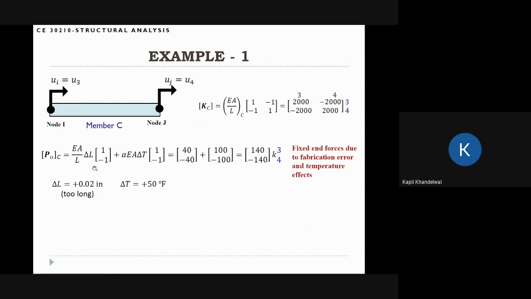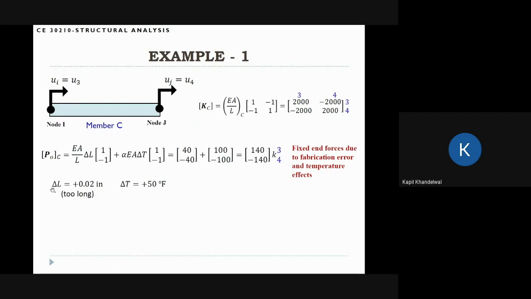Finally, the P0 vector for this element is the contribution of fabrication error and temperature effects. Remember, for this element, there is no traction, so you don't have to worry about the traction, but you have to add these two contributions. After we do the algebra, we figure out these two numbers, and these two forces go to 3, 4 degrees of freedom. Just remember that these 3, 4 are the same numbers as here. Once you figure it out for this matrix, the same degrees of freedom go for the P0 vector.